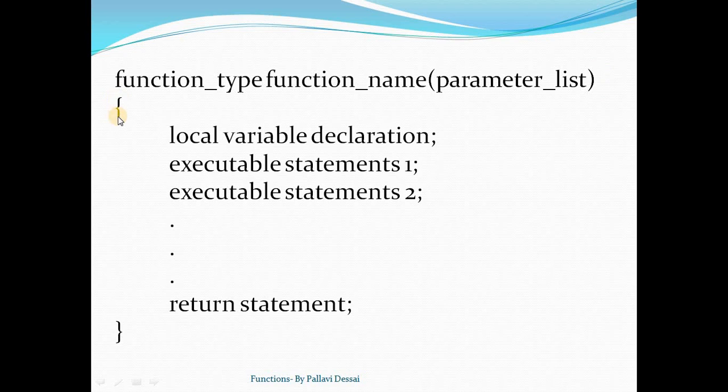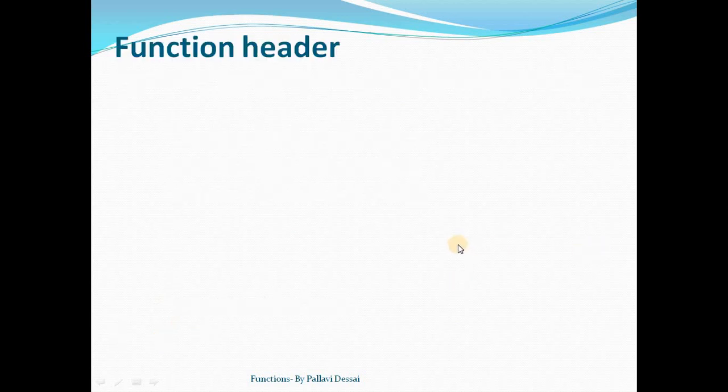So this is opening of the function and this is closing of the function. This first statement is known as the function header, and whatever is included in these curly brackets is known as the function body. So the function body consists of local variable declarations, some executable statements, and at last the return statement. So this is the function header and this is the function body. So we shall first see the function header.